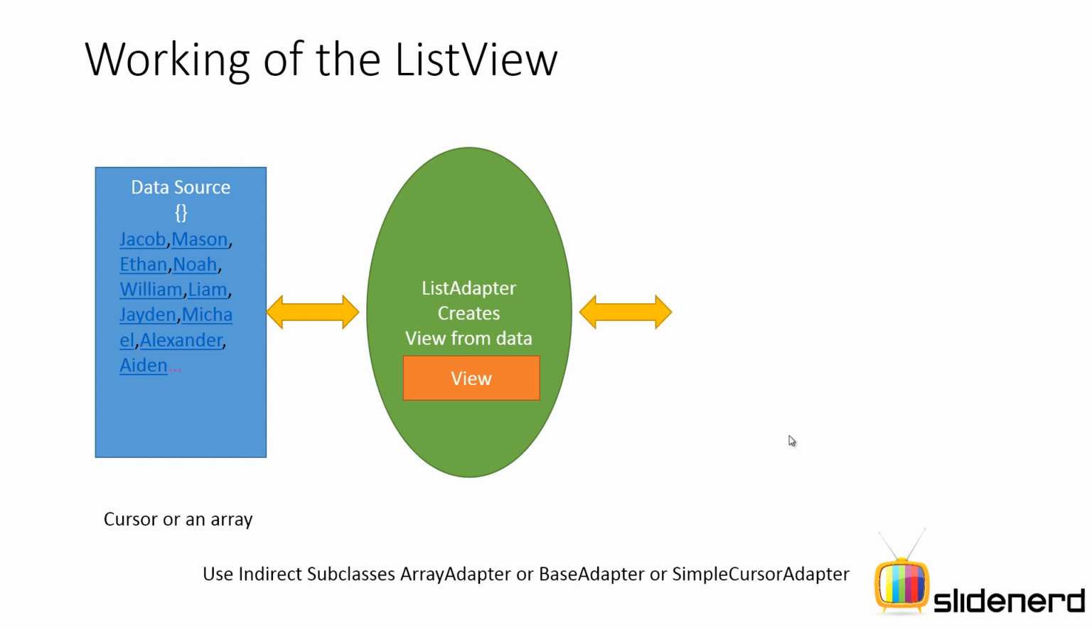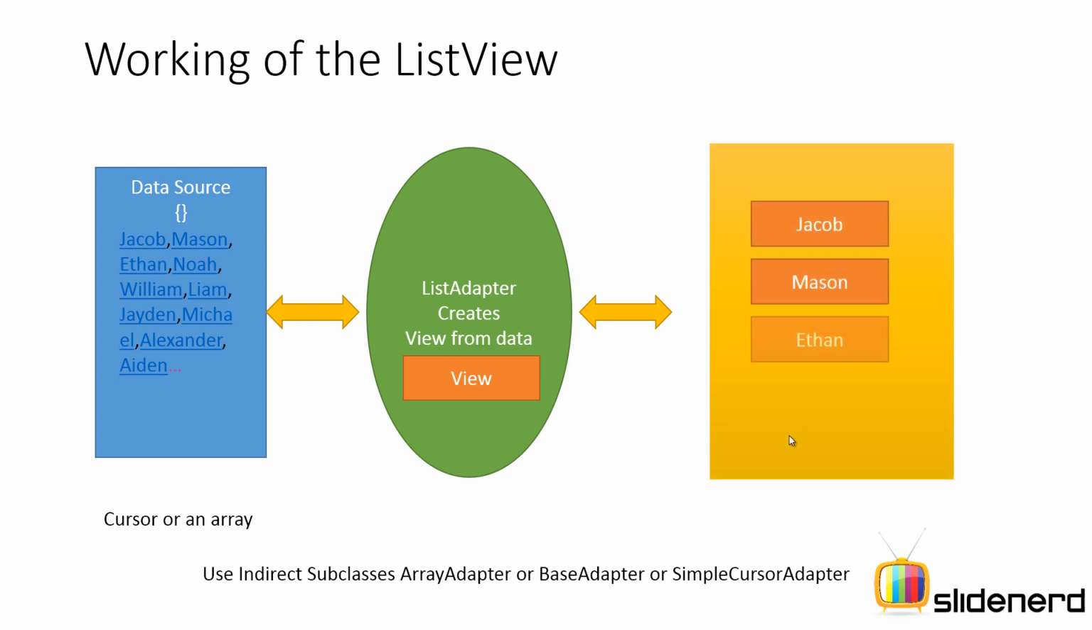And this single view now is replicated entirely inside your Android adapter view, which is your list view in our case. And as you guys can see, Jacob, Mason, Ethan, Noah, each of these are individual views created using the list adapter from the data source. This is how the list view works in Android. Pretty simple, right?